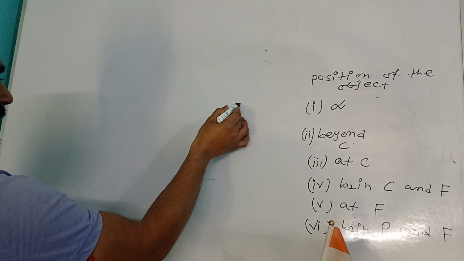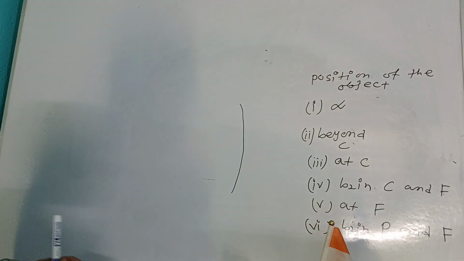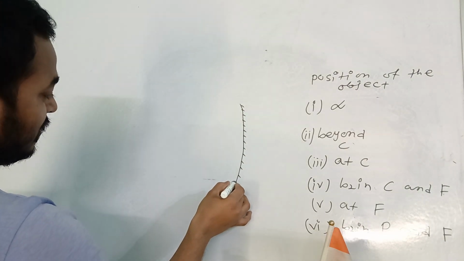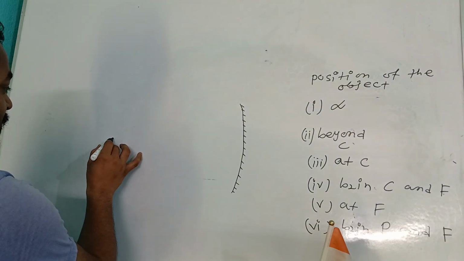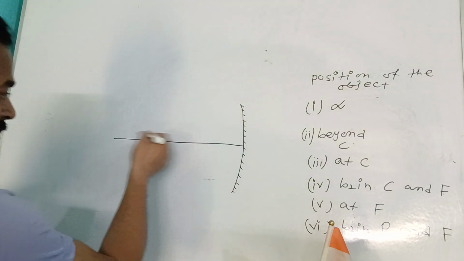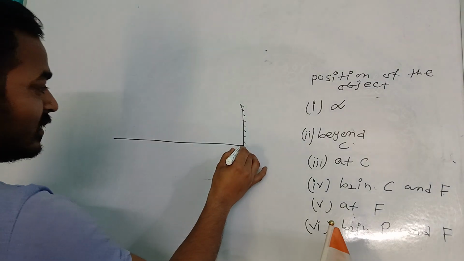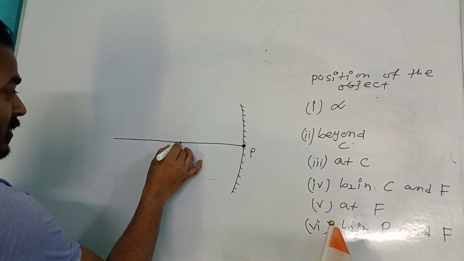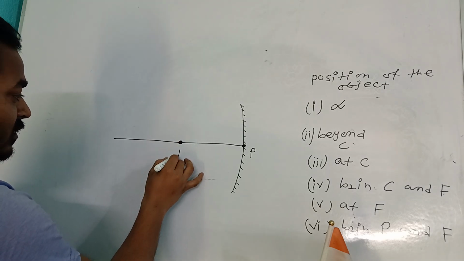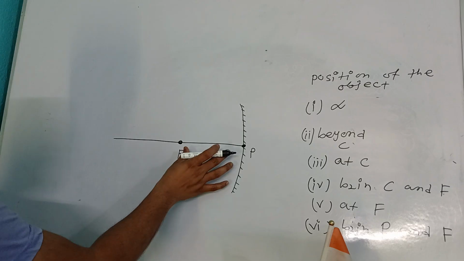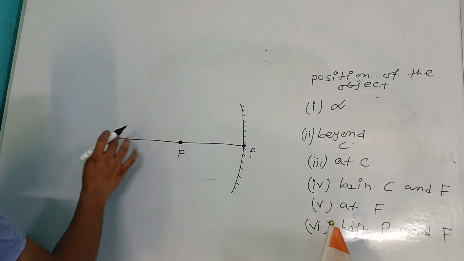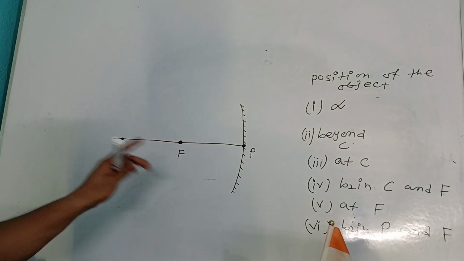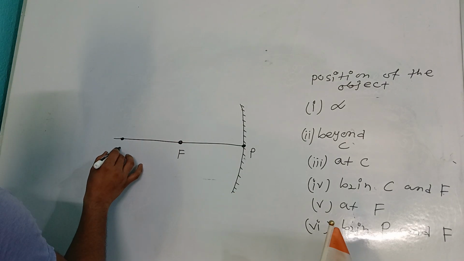Let me draw the diagram. So this is the concave mirror. We know everything, so first I'm drawing the principal axis, and this point is the pole. Good, it is the pole. Say this is the focus, and we know P to F and F to C are the same, so all of you be careful, these two distances must be the same, so this is C.